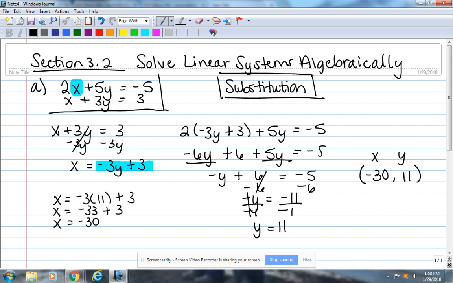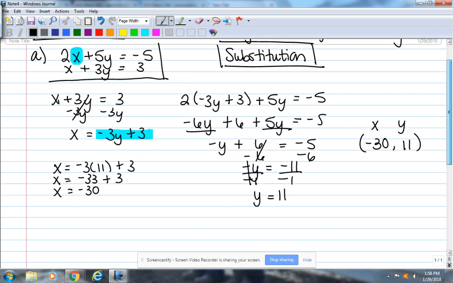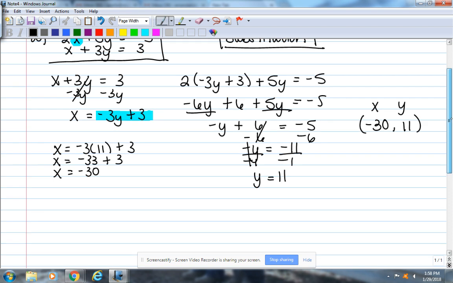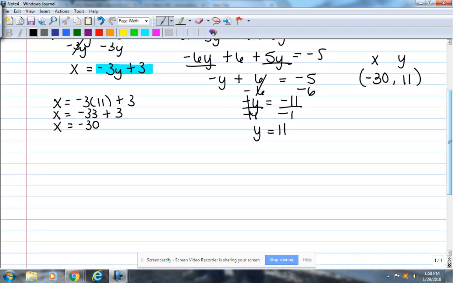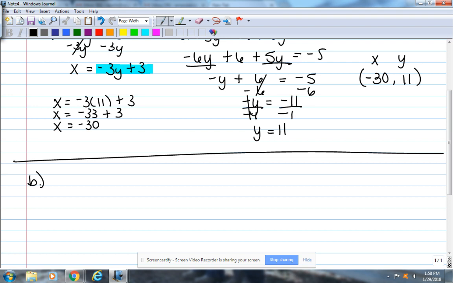Let's do one more, and then you guys are going to try one. I want to make sure we really understand this stuff. I'm going to draw a line. Separate it. Problem B. 3x plus 2y equals 1. And negative 2x plus y equals 4.